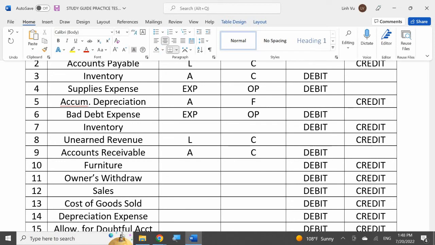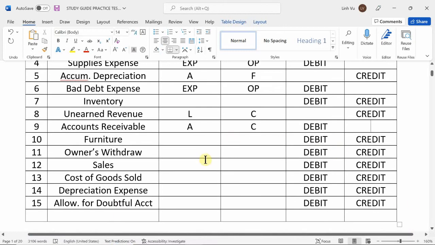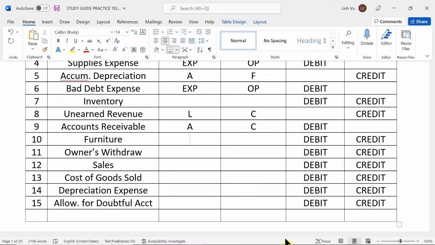Right? Because it's an asset, so we're going to most likely increase our accounts receivable. Okay. What about furniture? It's an asset. Yes, it is. What kind of asset?